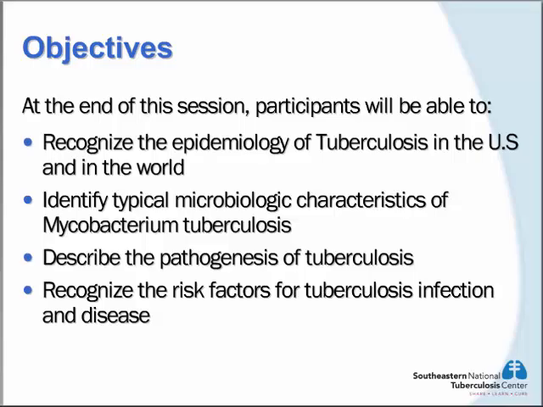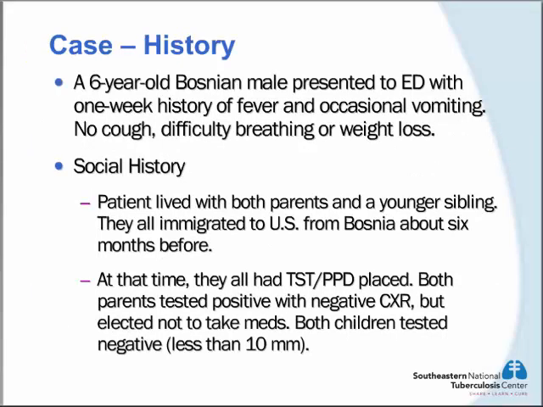I'd like to start with a case to illustrate several points. So this is a 6-year-old Bosnian male who presented to our local emergency department with a 1-week history of fever and occasional vomiting. He had no history of cough, difficulty breathing, or weight loss. His social history was relevant because he and his parents and a younger sibling had immigrated to the United States from Bosnia about 6 months before he presented to the emergency room.